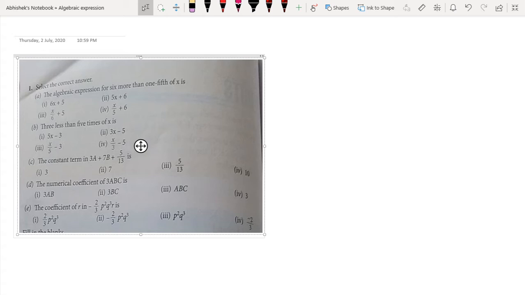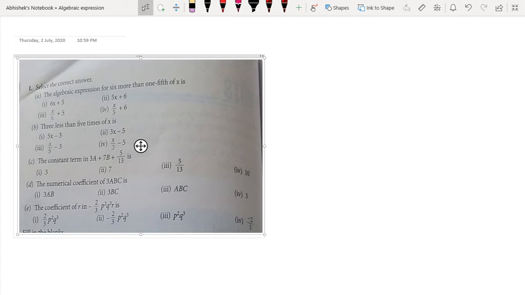Students, in this video, we will practice some MCQs related to algebraic expressions. The first one is the algebraic expression for 6 more than 1/5 of x.